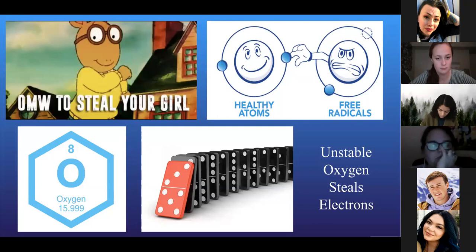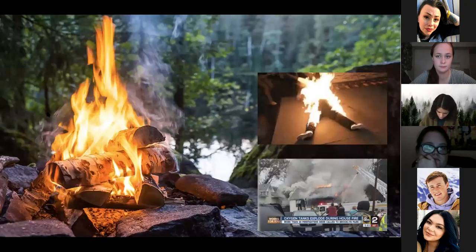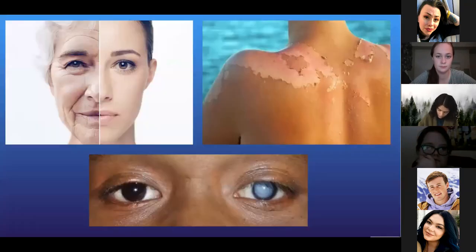And so we call these home-wrecking molecules free radicals. But instead of stealing your girl, free radicals are stealing electrons. They are electron thieves, as you kind of see in this image right here. So now the victim is unstable. If the free radical oxygen molecule steals one, now my healthy atom needs to steal from the next. Who steals from the next? Who steals from the next? And if we have too many free radicals, they can weaken and damage our cells. They can weaken and damage our DNA.